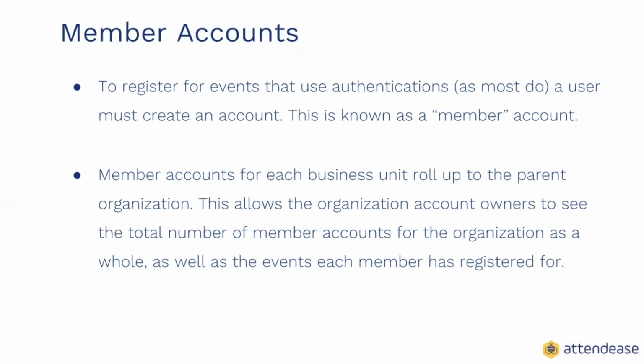For example, if I was going to register for an event, I would land on an Attendees event website, and then I'd need to sign up for a member account or sign into my existing member account to proceed with registration. I will use my member account to sign in every time I want to register for an event. Member accounts for each business unit roll up to the parent organization. This allows the organization account owners to see the total number of member accounts for the organization as a whole, as well as the events each member has registered for.